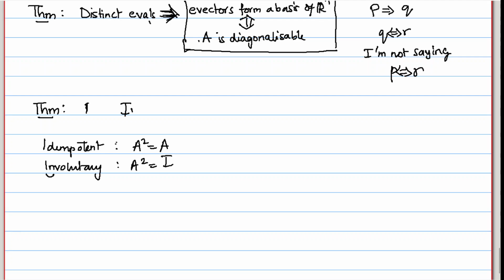So the claim is that involutory implies diagonalizable. Yes. Nice, nice.